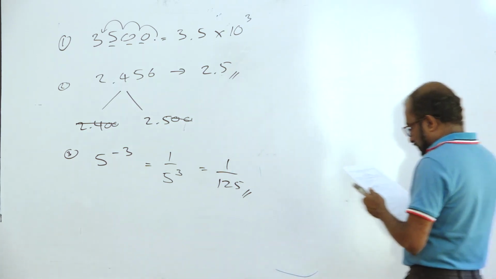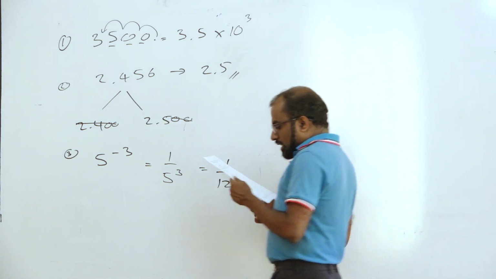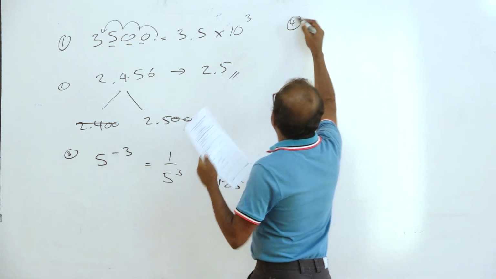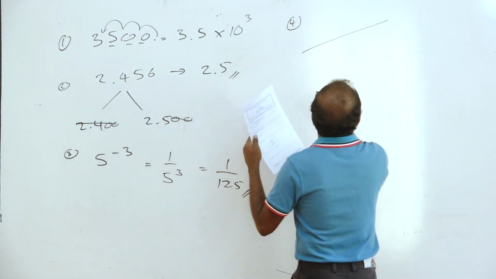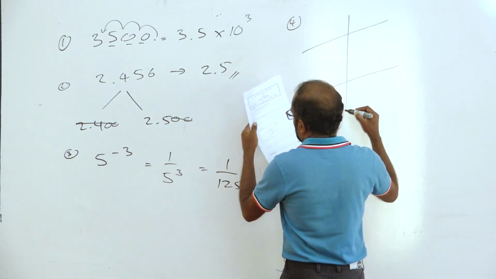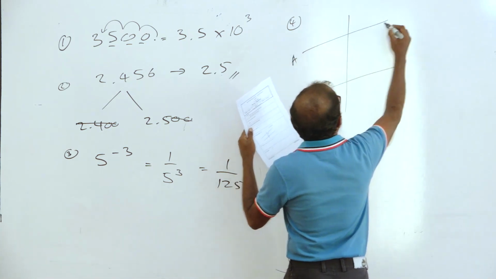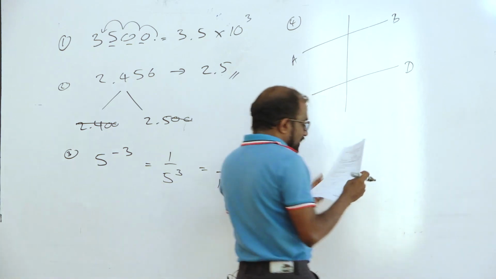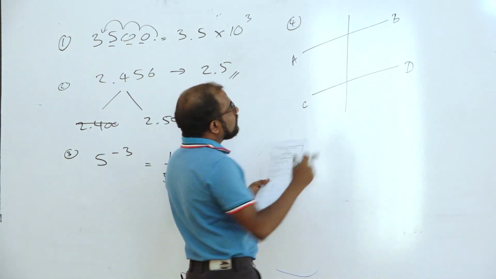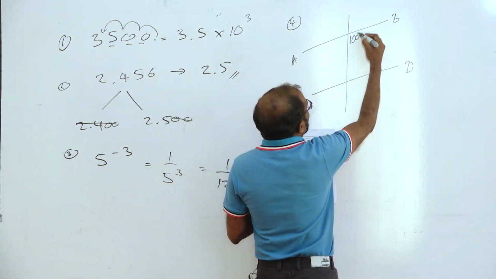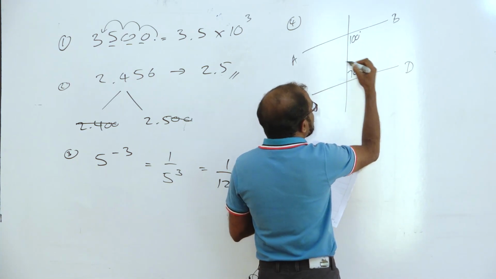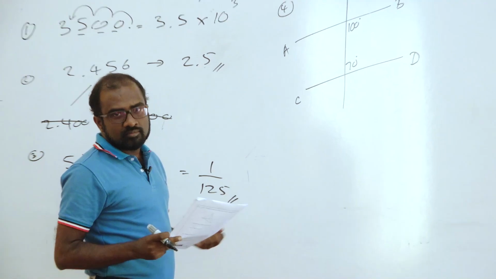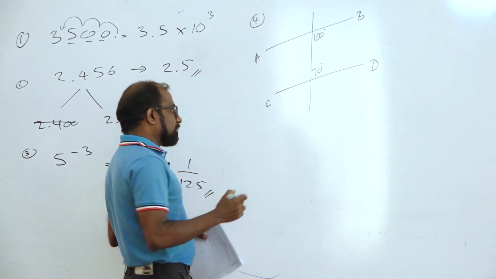Right, fourth question. Is AB parallel to CD? AB, CD parallel. Here we have given you a pair of allied angles. A pair of allied angles are given. Now, here you should know the theorem.